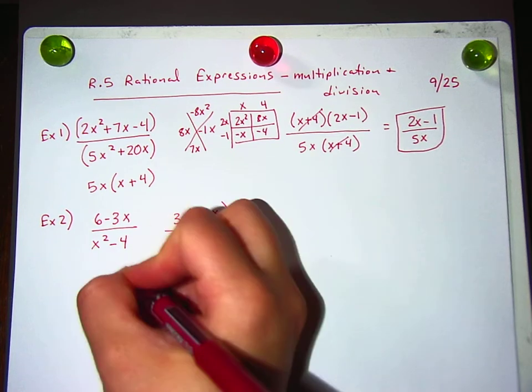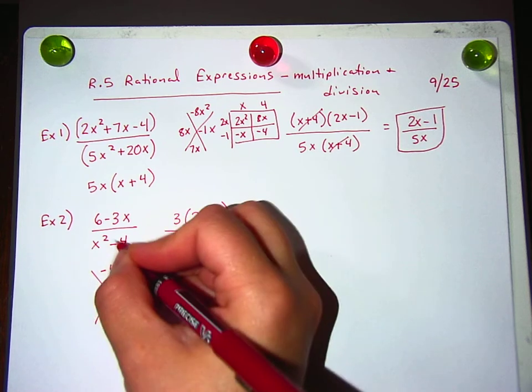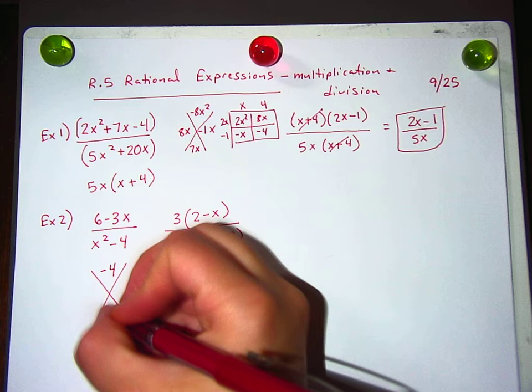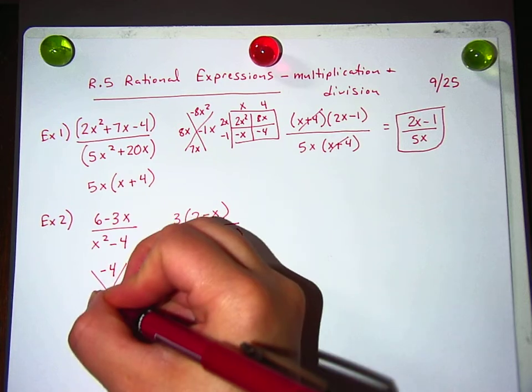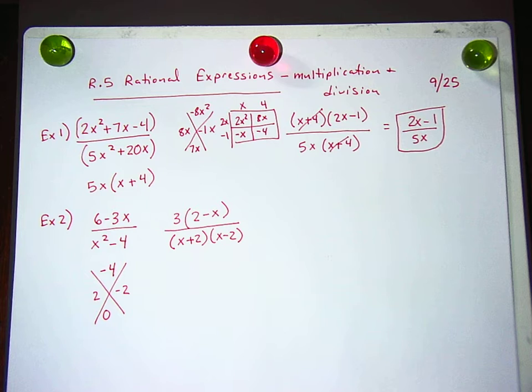And remember, you can also do an X problem with that and say, okay, the last number is negative 4. And since there's no middle number, I'll just put a 0 down there, which would make 2 and negative 2, which would also make that. So that's 2 different ways you could do that factoring on the bottom.